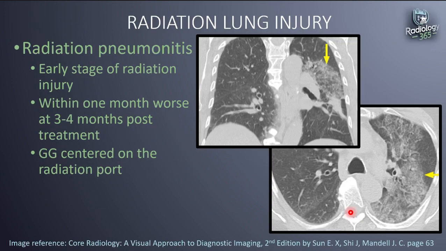This is the early stage of radiation injury, and this can occur within 1 month of radiotherapy, and it's most severe 3 to 4 months after treatment. Radiation pneumonitis features ground glass centered on the radiation port. That's the direction of the radiation beam, although extension out of the port is relatively common. So in this image, we see acute radiation pneumonitis, this coronal and axial CT, and these demonstrate geographic left upper lung ground glass opacities with non-anatomic superior margins. This is not following any anatomic margins.